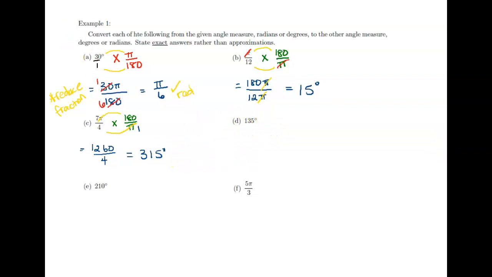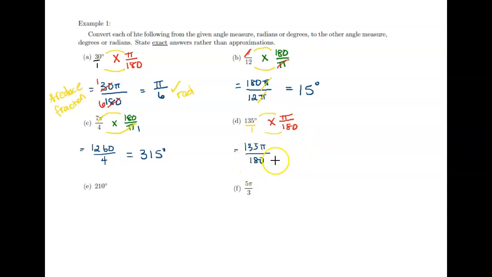Okay, so on to my next example. I have degrees, and that means I'm converting to radians, which means I need to introduce the pi symbol somehow. That means I'm going to multiply by pi over 180. 135 over 1. And now I multiply my fractions. 135 times pi is just 135 pi. 1 times 180 is just 180.